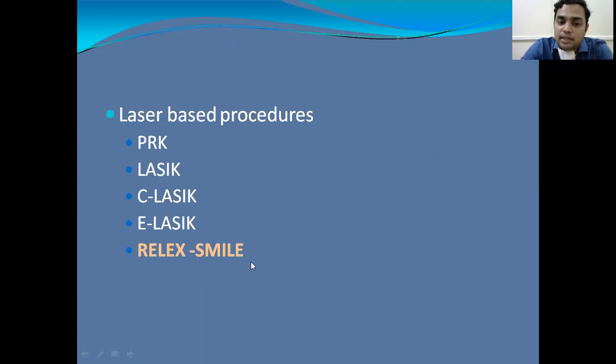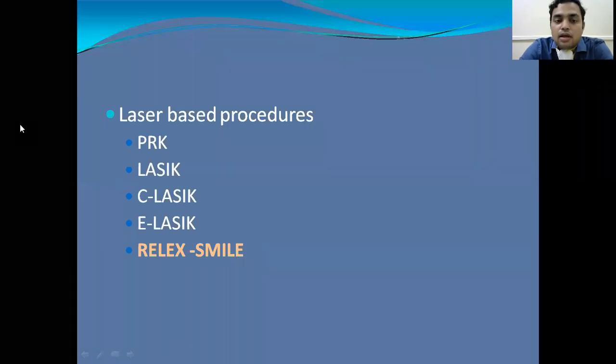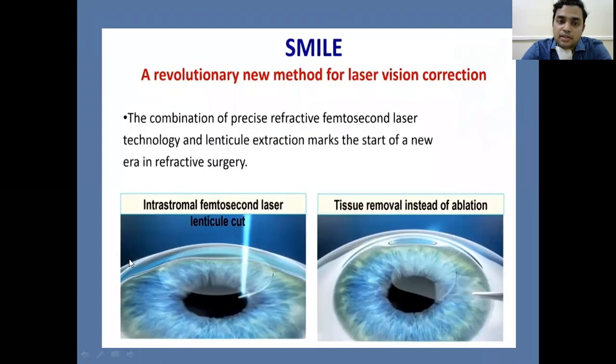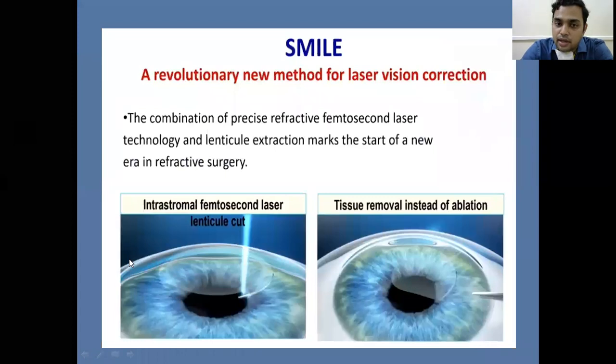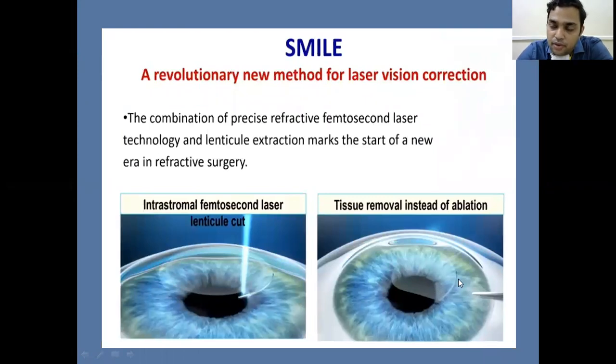And the final one is the ReLEx or SMILE surgery. This is the latest advancement. ReLEx stands for refractive lenticule extraction, and SMILE stands for small incision lenticule extraction. So what is SMILE? It's a revolutionary new method for laser vision correction. In this procedure, we make a small incision with the help of femtosecond laser only. Here we don't use any blades like a microkeratome or epikeratome.